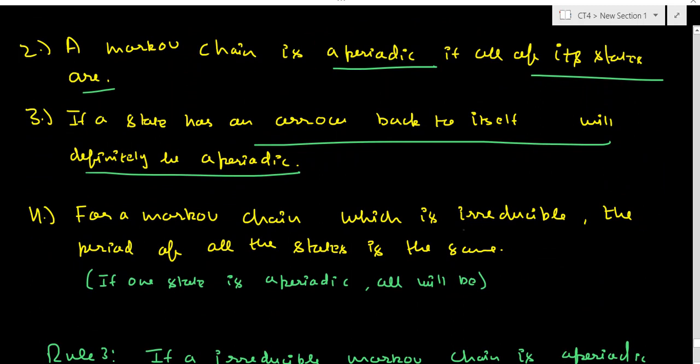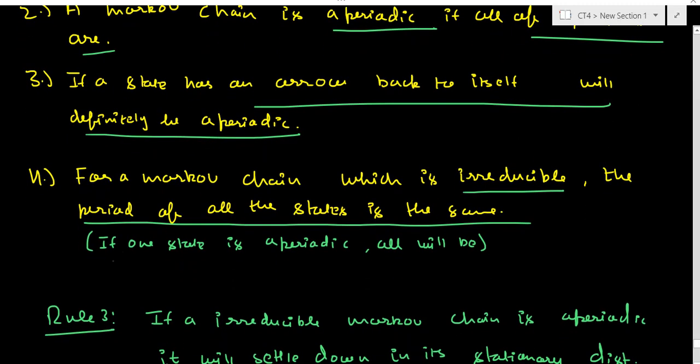For a Markov chain which is irreducible, the period of all the states is the same. Okay, if a Markov chain is irreducible, the periods of all the states will always be the same. And this means that if one of the states is aperiodic in an irreducible Markov chain, that means, an irreducible Markov chain is one in which all the states are connected to each other and can eventually be reached from one another, if one of the states is aperiodic, then all of the states will be aperiodic, which would mean that the Markov chain will be aperiodic.